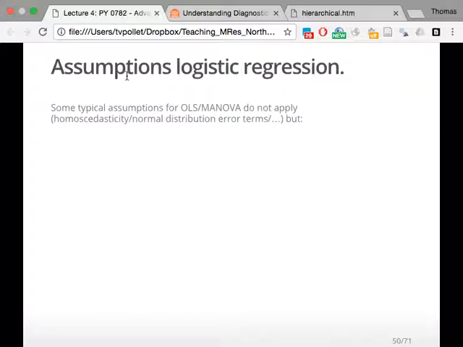Now, some typical assumptions for OLS regression do not apply because, again, it's a long story, but they're estimated in a different way. They're estimated via maximum likelihood and not via ordinary least squares. And that comes with all sorts of properties which are beneficial to us.